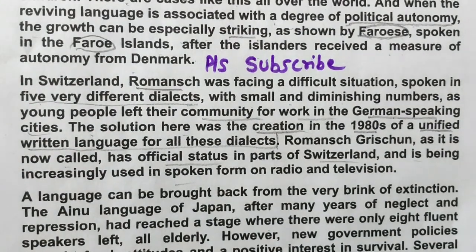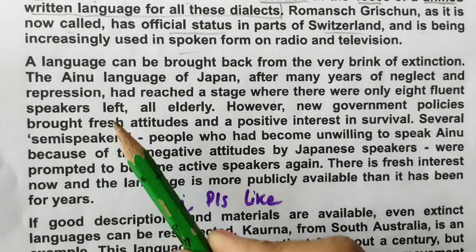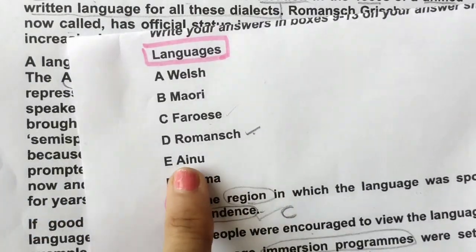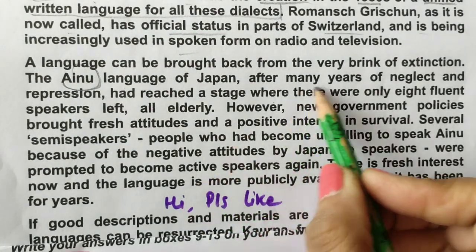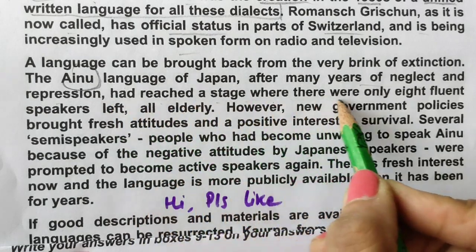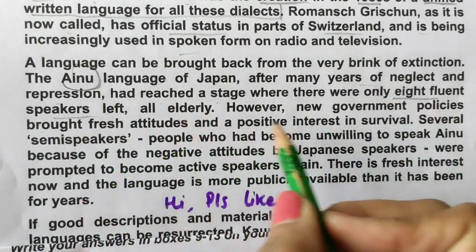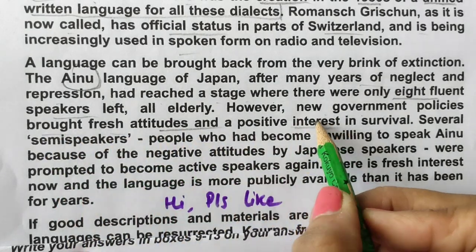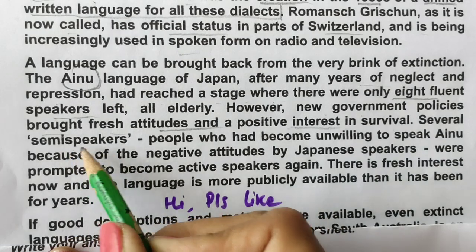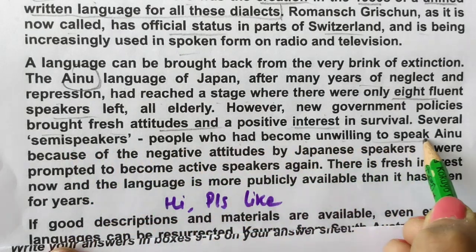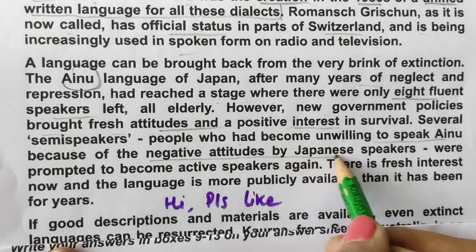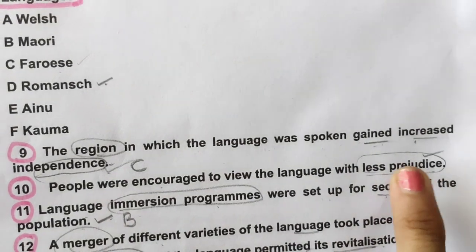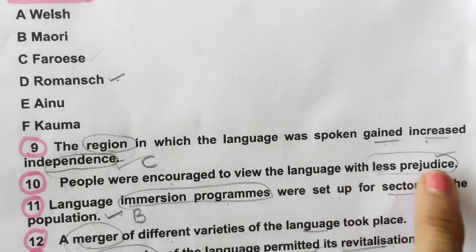Next paragraph, what they are saying, a language can be brought back from the brink of extinction. And okay, this is also there, this E number. Ainu language of Japan, after many years of neglect and repression, had reached a stage where there were only 8 fluent speakers left, all elderly. However, new government policies brought fresh attitudes and positive interest in survival. Several semi-speakers, people who had become unwilling to speak Ainu because of the negative attitudes by Japanese speakers. See this word I have got, prejudice. People were encouraged to view the language with less prejudice.